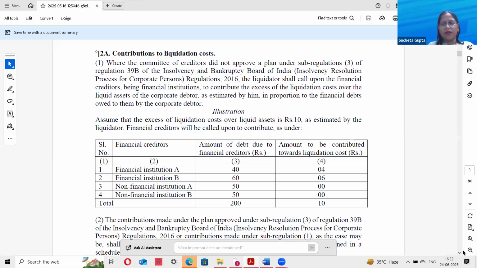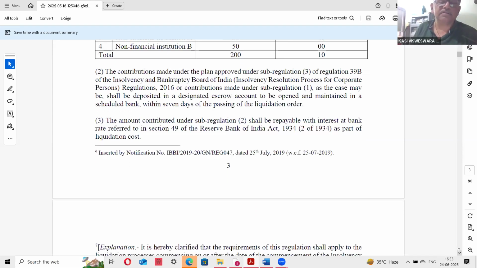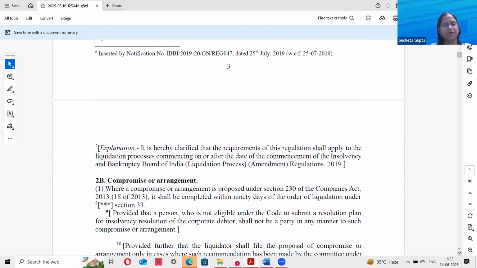Now, the contributions made under the plan approved under sub-regulation 3 of Regulation 39B of the Insolvency and Bankruptcy Board of India CIRP regulation, as the case may be, I have already read this. The amount contributed under sub-regulation 2 shall be payable with interest at the bank rate referred to in section 49 of the Reserve Bank of India. It will be paid back to the Committee of Creditors. Yes, with the interest.